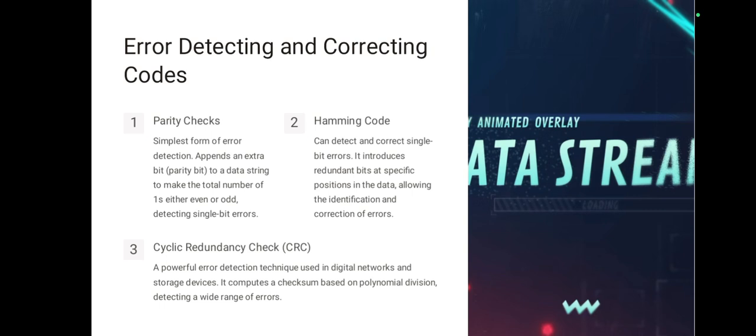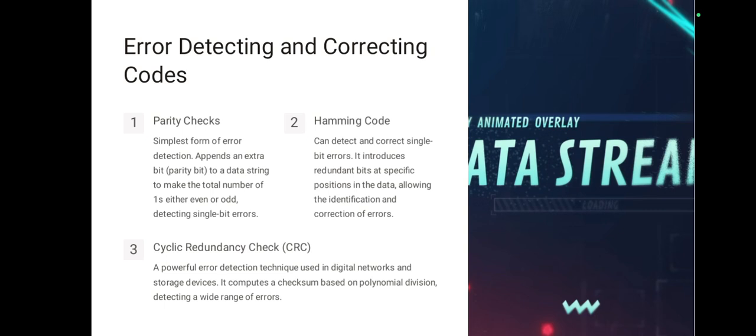Next we come to the error detecting and correcting codes. Error detection can be done through parity checks. Parity checks depend upon the number of ones in the numbers. The simplest form of error detection appends an extra parity bit to a data string to make the total number of ones either even or odd, detecting single bit errors.